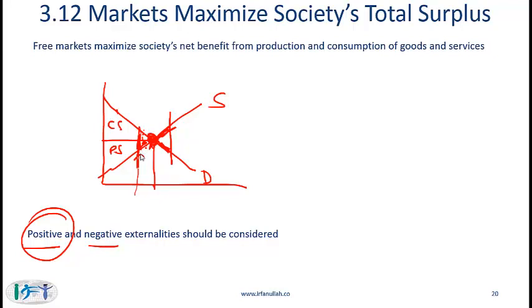Negative externalities exist with products such as tobacco, or you might also have negative externalities associated with pollution. There, the actual cost to society would be more than what might simply be depicted by a simple supply curve. So all we'll say at this stage is that if there are externalities, then they also should be considered in our analysis.